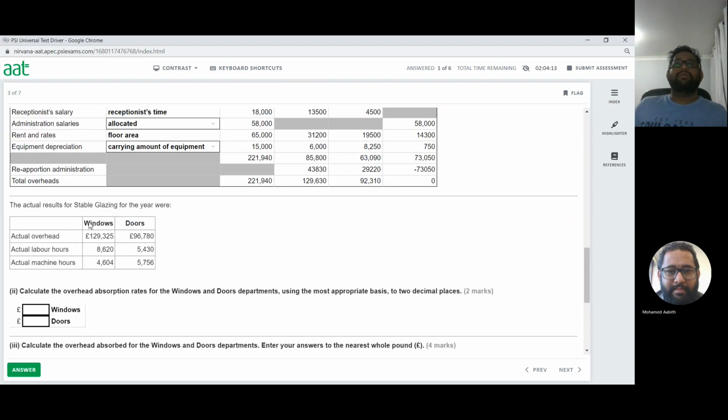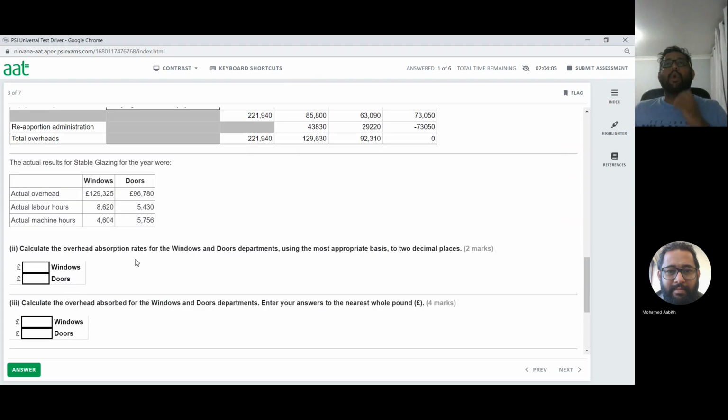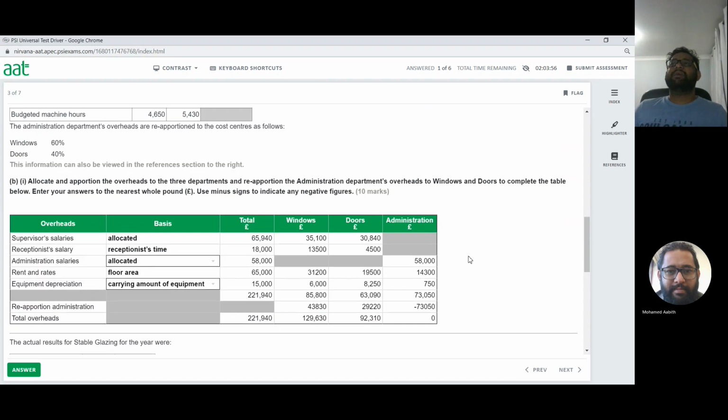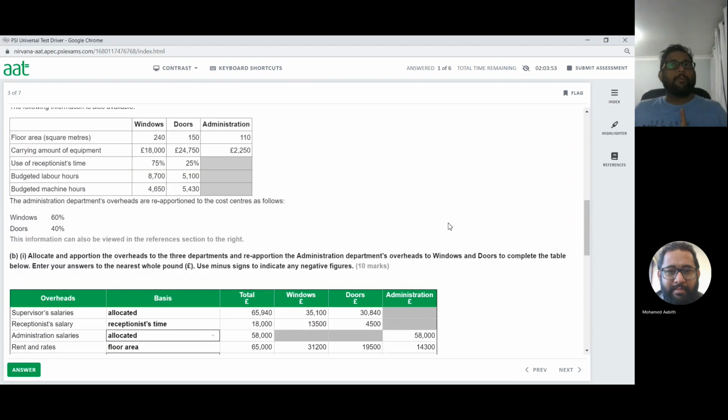Then let's look at this here. They have given you the actual results of Stable Glazings for the year. Now they want you to do the first part: calculate the overhead absorption rate for the windows and the doors department using the most appropriate basis to 2 decimal places. So if I were you, I'm going to look at this table again and find out for the doors department which one is the most appropriate. Should I use the budgeted labor hours or budgeted machine hours? I should use whichever is more intensive. In this scenario, it is going to be the labor hours, which is highest.